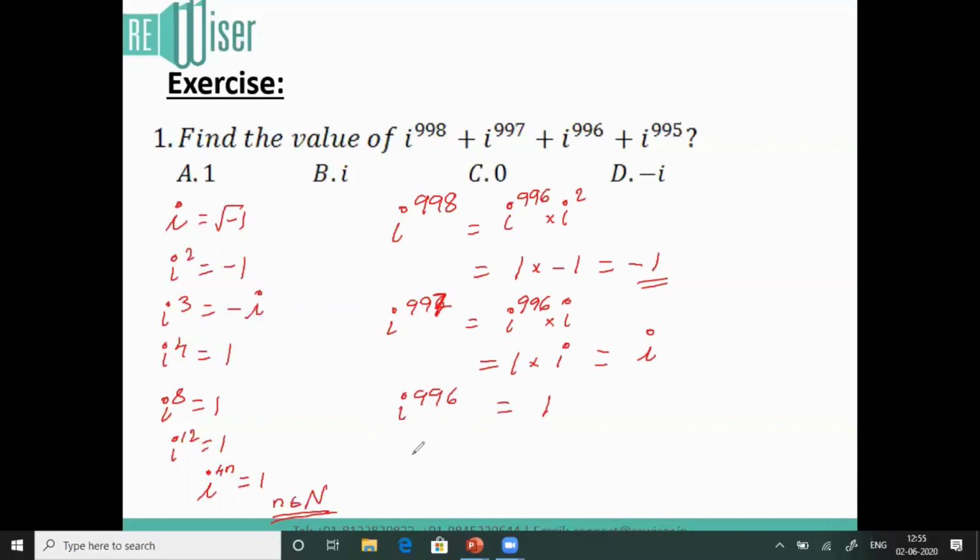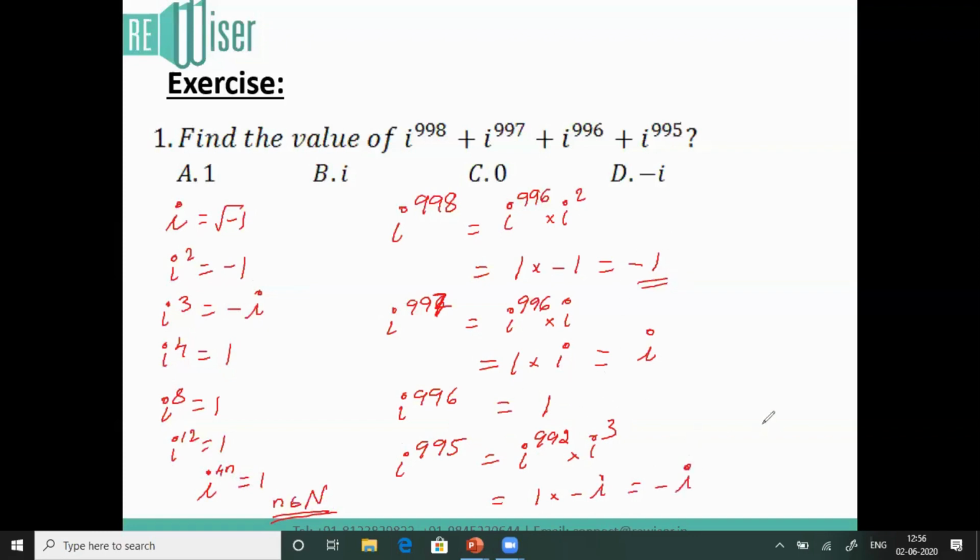And i power 996 is 1 itself because 996 is a multiple of 4. And then if I talk about i power 995, the closest multiple of 4 to 995 is 992. So this can be written as i power 992 times i cube. And i power 992 is 1, and i cube is -i, as we just saw here. So this has to be -i. And this has to be 1.